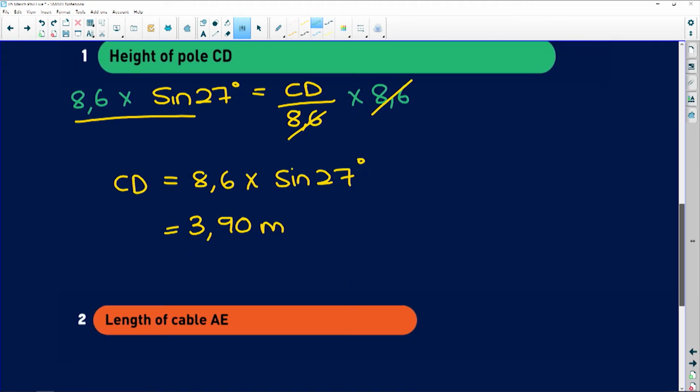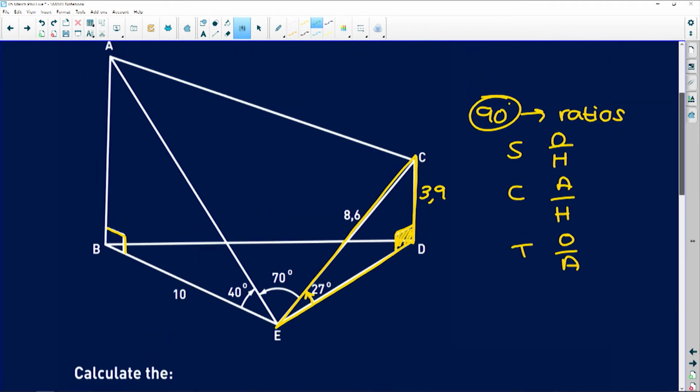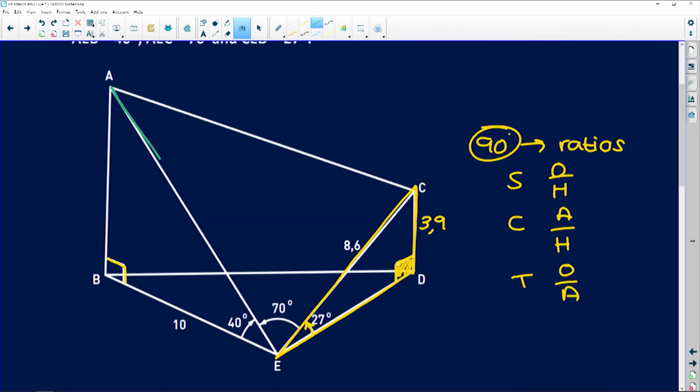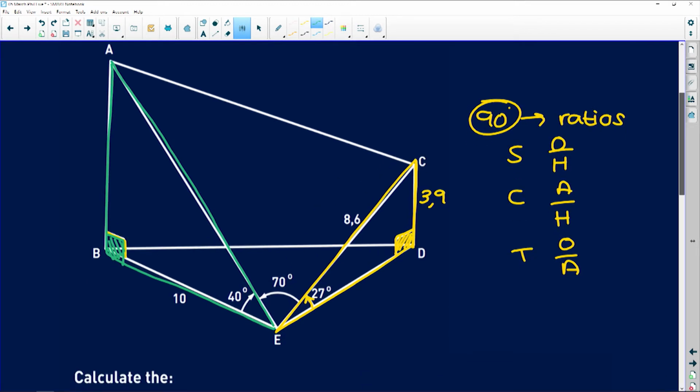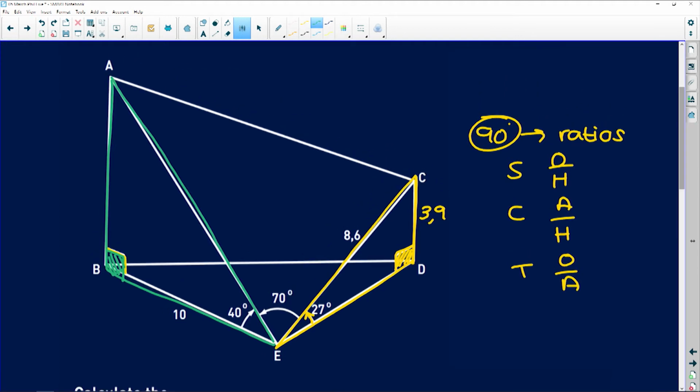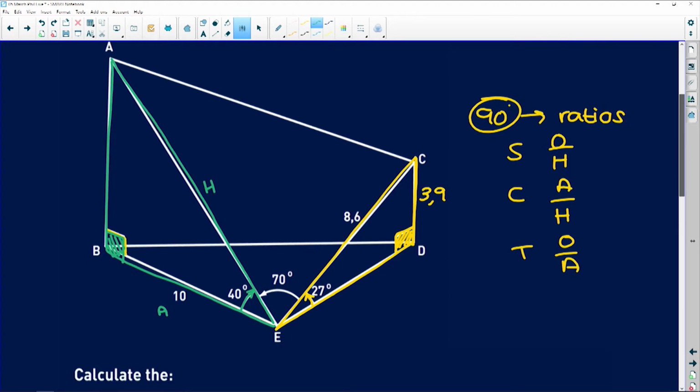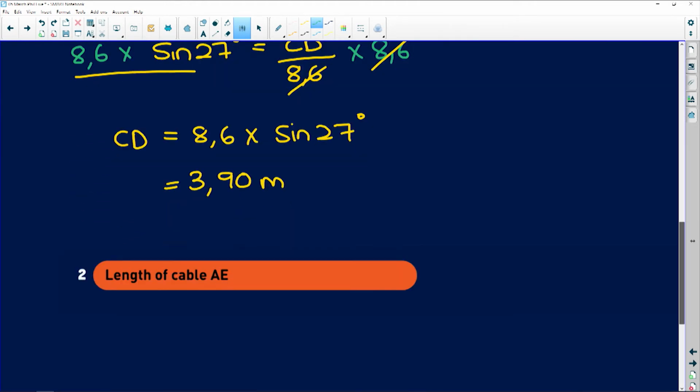Calculate the length of cable AE. AE sits in this triangle over here. And happy days, we have another right angle triangle. So we can use our ratios. Simple, easy peasy stuff. So if you look at this diagonal, we've got the angle of 40 degrees, which is what we're dealing with. We have BE, which is the adjacent, and we're looking for AE, which is the hypotenuse. Which ratio uses adjacent and hypotenuse? It's cos.